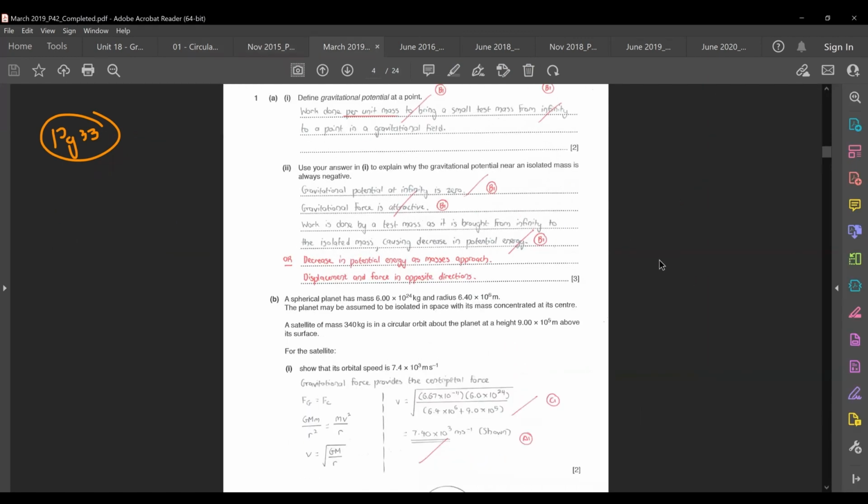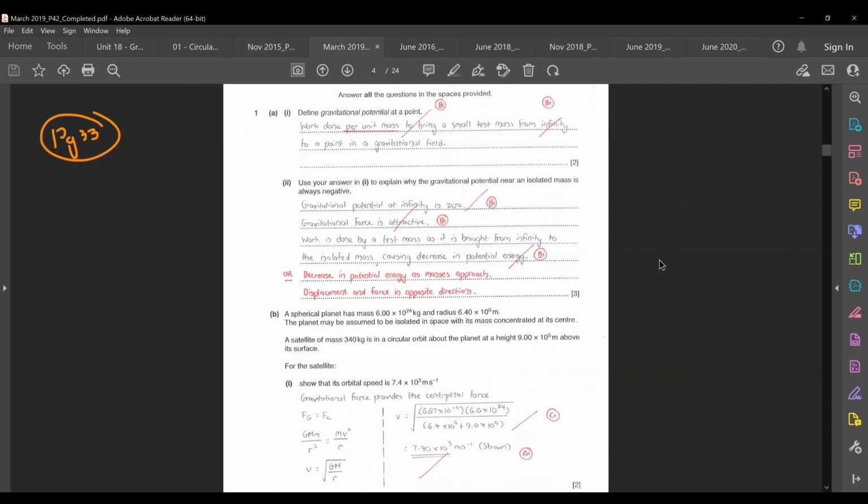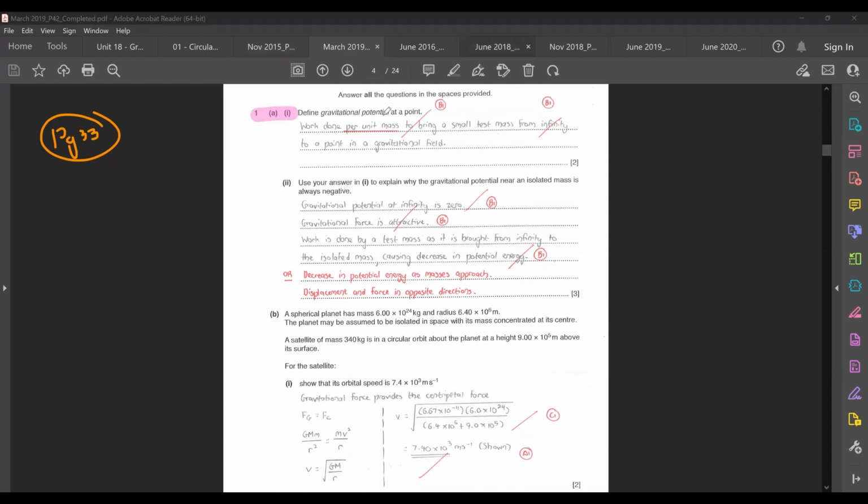Okay, so here in part A 1, define what is meant by gravitational potential at a point. Be very careful about the terms they use. There's a difference between gravitational potential and gravitational potential energy. Here they are really just talking about potential only. So when it comes to the definition, you would just say it's work done per unit mass to bring a small test mass from infinity to a point inside your gravitational field.